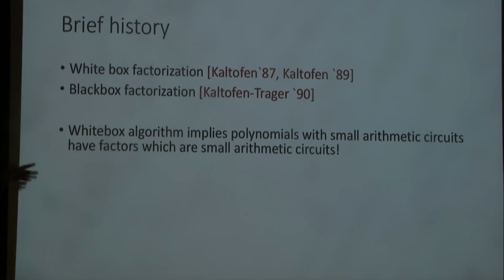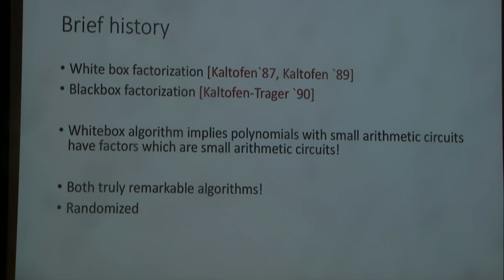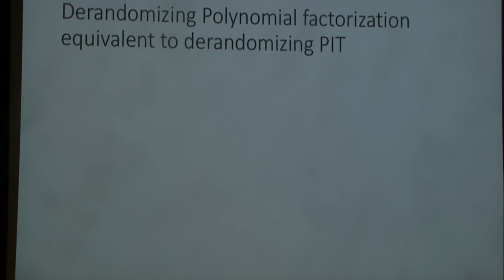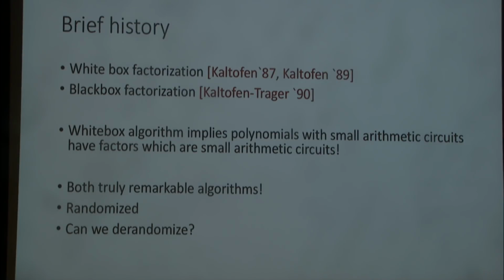And this white box algorithm in particular implied that polynomials with small arithmetic circuits have factors which are small arithmetic circuits. Again, this itself is highly non-trivial and a very elegant statement, and very surprising that such a statement should even be true. And they both are randomized. Good. And can we de-randomize? That's a very nice question, but as I said, this is at least as hard as PIT. So to de-randomize factoring in general, you would have to de-randomize PIT, and this, as we all know, is hard. Factors of small arithmetic circuits are small.